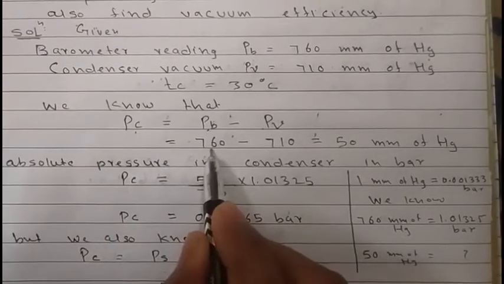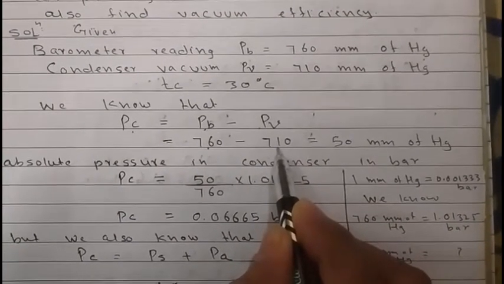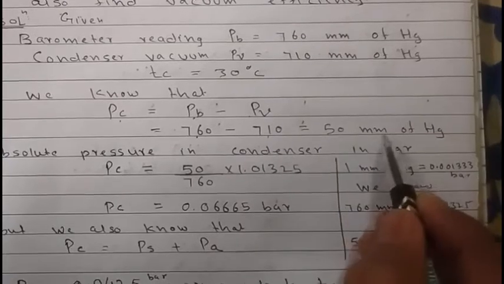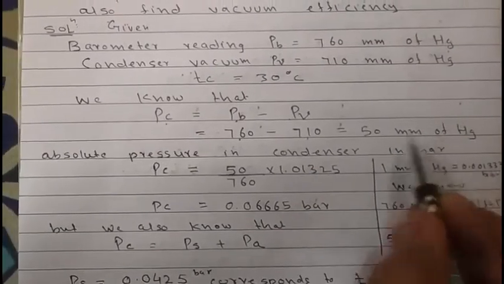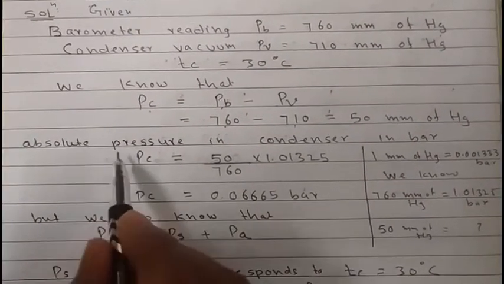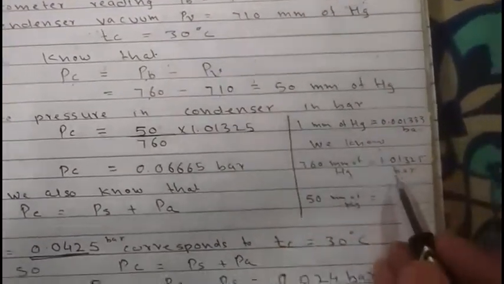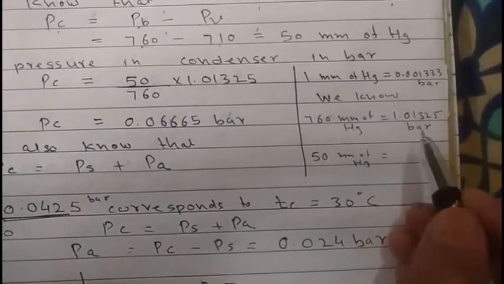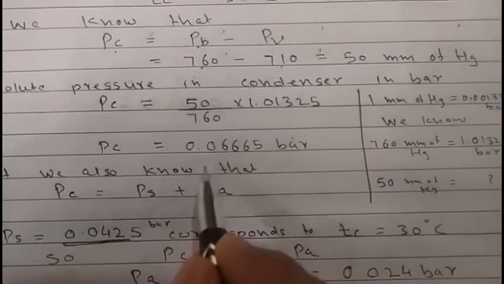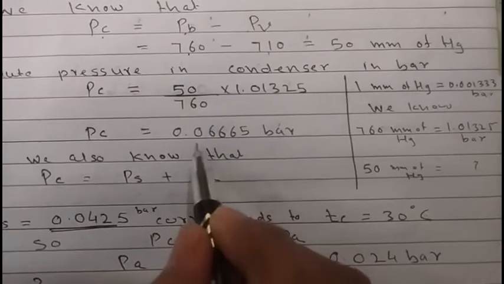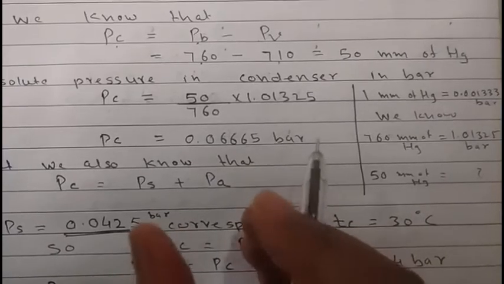So 760 mm of Hg is given, standard atmospheric pressure, barometric reading, and vacuum gauge reading is also given, 710 mm of Hg. So if you subtract, you will get 50 mm of Hg. Okay, you can convert this 50 mm of Hg into bar. So if you want to convert absolute pressure in condenser in bar, you can do it. You already know that 760 mm of Hg is equal to 1.01325 bar. So 50 mm of Hg will be how much? So you do the calculation, you will find out that Pc is equal to 0.06665 bar. This is the absolute pressure inside the condenser.